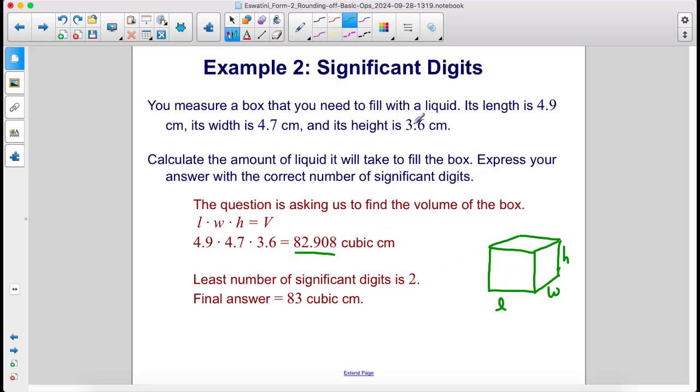Then we look and we see that all of these numbers have two significant digits. So therefore we need there to only be two significant digits, which means right here, these two. Now do we round up? So we see a 2 here. We look to the right. Because 9 is 5 or greater, that means we are going to round that 2 up to a 3. The answer is 83 cubic centimeters.